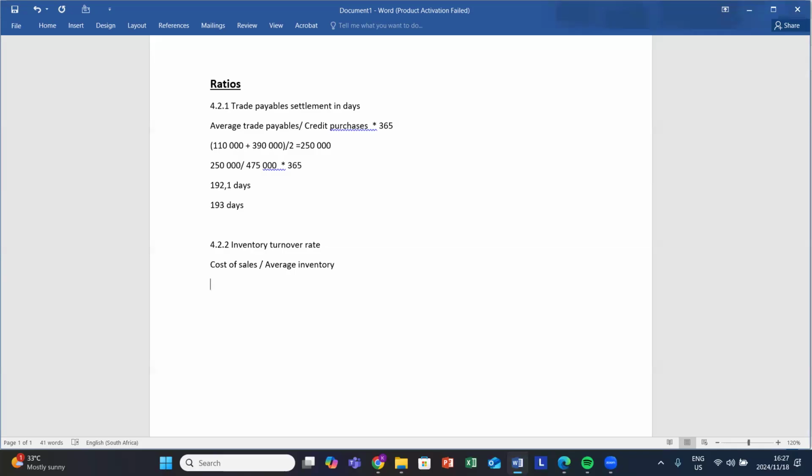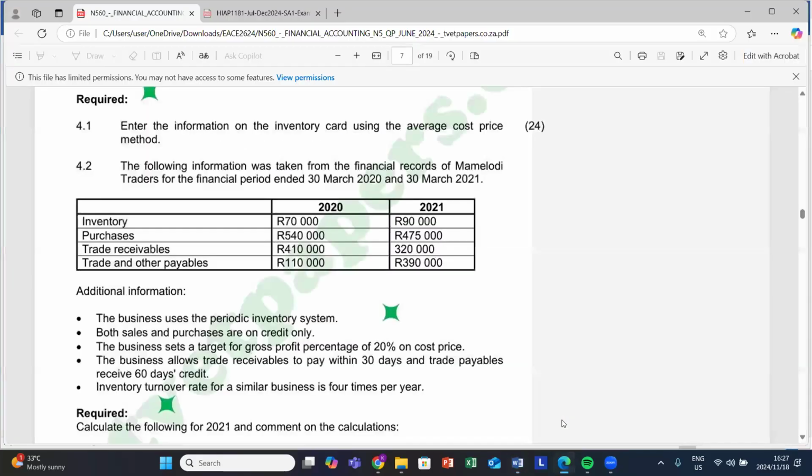What is the purpose of us doing that ratio? We are checking the rate at which we sell our trading stock. Hence, we're supposed to do that. So our formula is cost of sales divided by average inventory. Let's proceed with our question and check whether they provided us with cost of sales or not. In your table, they did not provide you with your cost of sales. You only have your inventory, your purchases, trade receivables, and also trade payables.